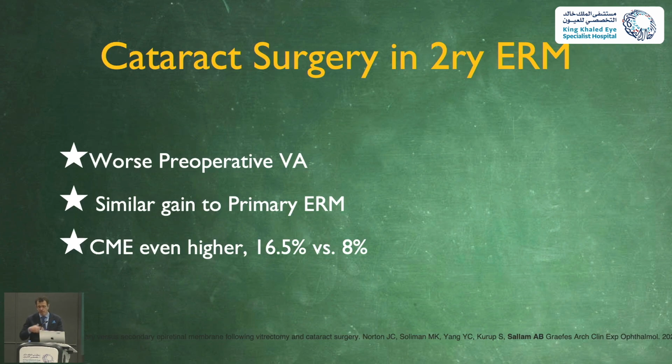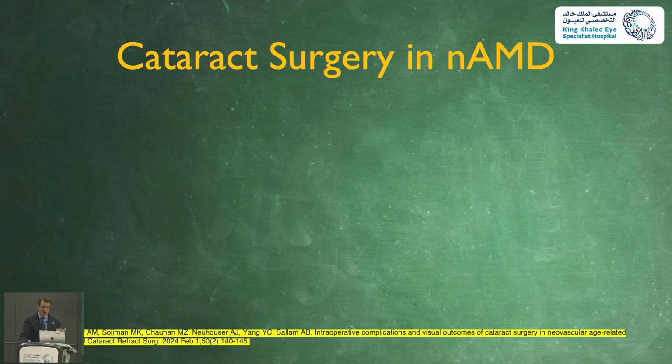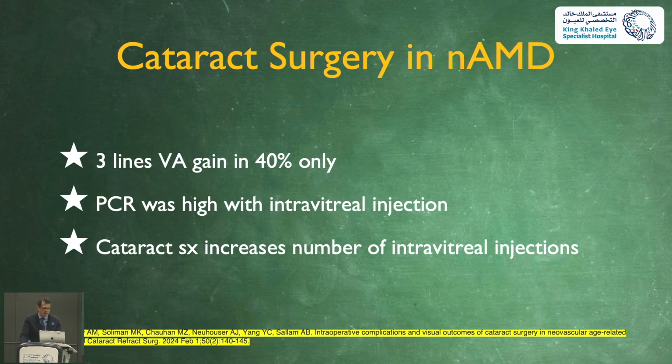For secondary epiretinal membrane, we found very similar results. CME rate is higher, even higher when you have a secondary epiretinal membrane. Now the question is, what happens in patients with wet macular degeneration requiring cataract surgery? Again, we found what we expected, that their vision does improve. So if they have cataract, do go ahead and do cataract surgery. Of course, not as good as routine surgery.